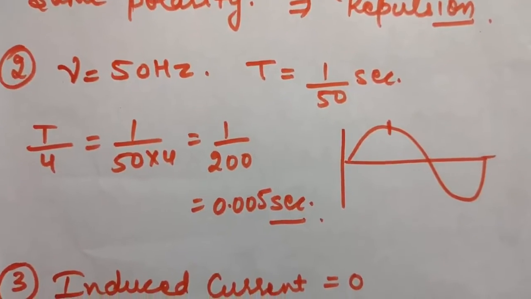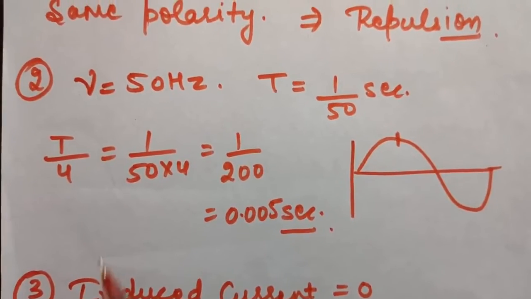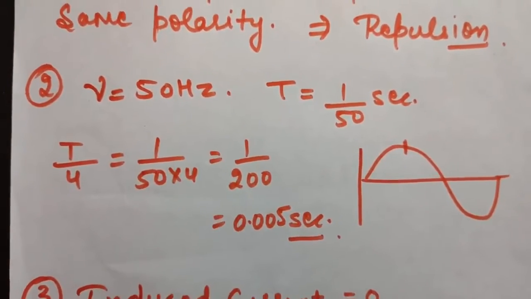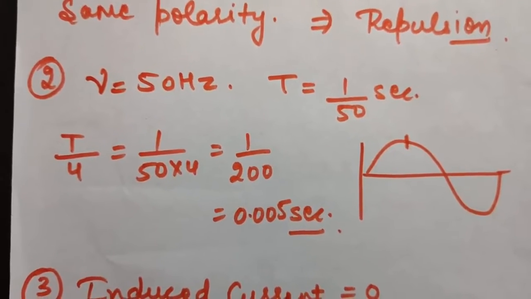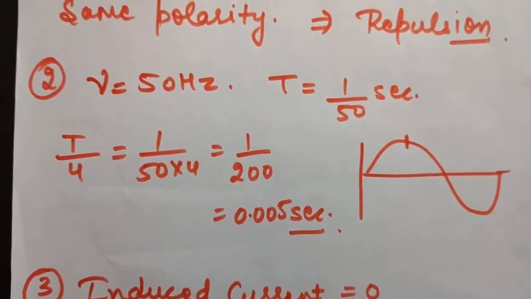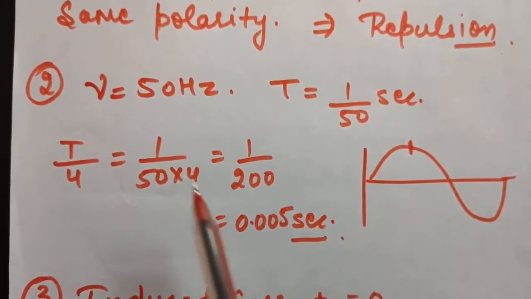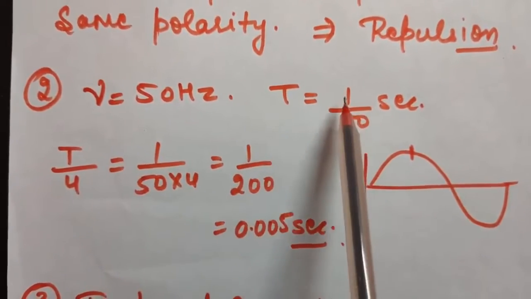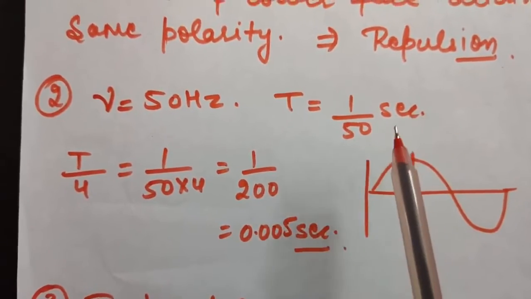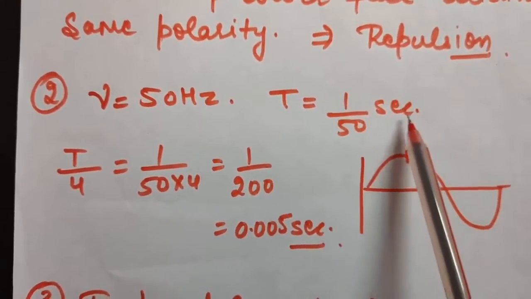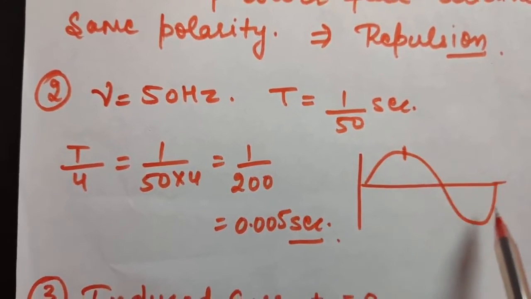In second question, it is given there is an AC source of frequency 50 Hz. You have to calculate the time taken by the source to get from the zero value to the maximum current. Okay. So now, as you know, time period is nothing but just inverse of frequency. So time period is 1 by 50 seconds. That means in 1 by 50 seconds, a full cycle is completed.